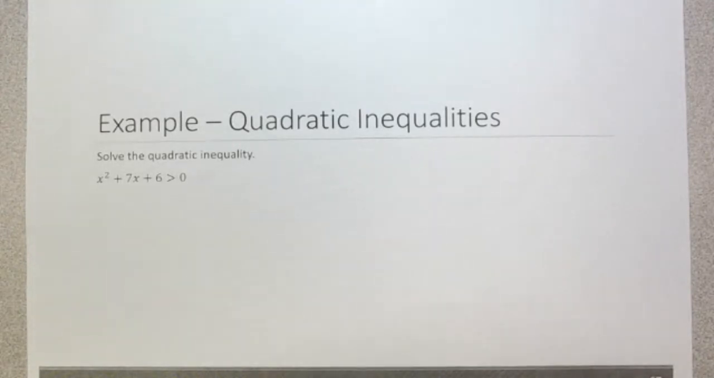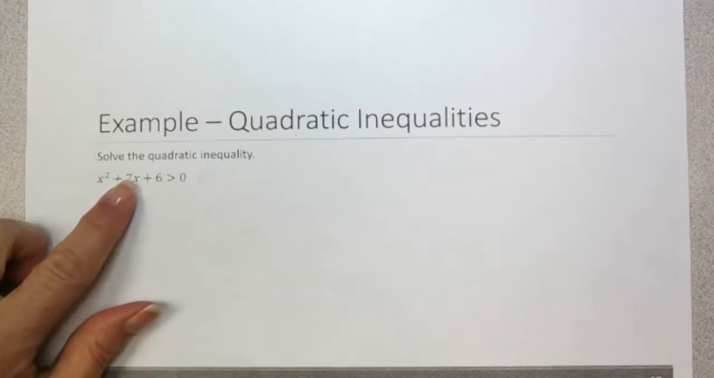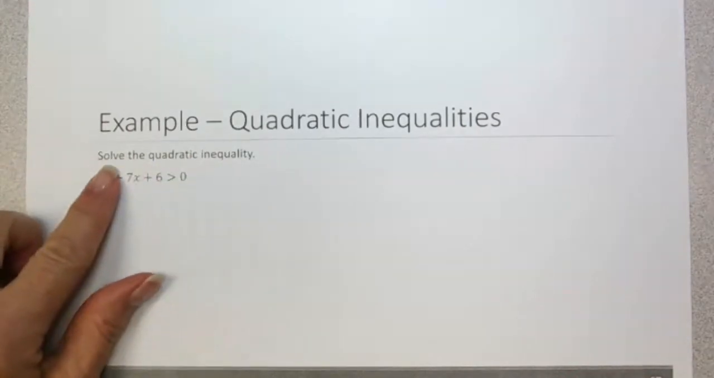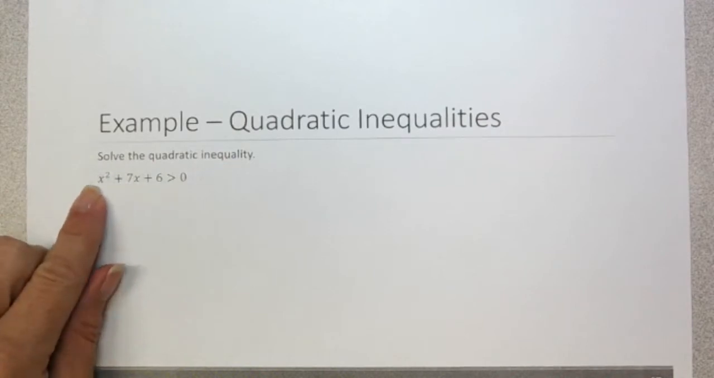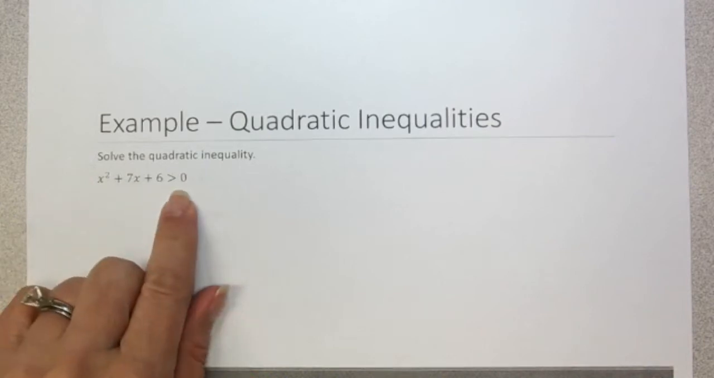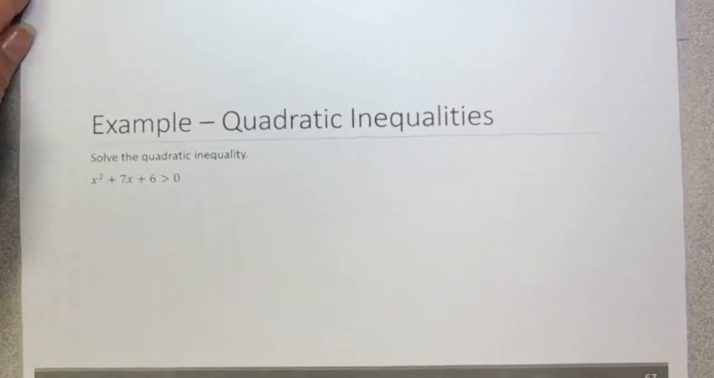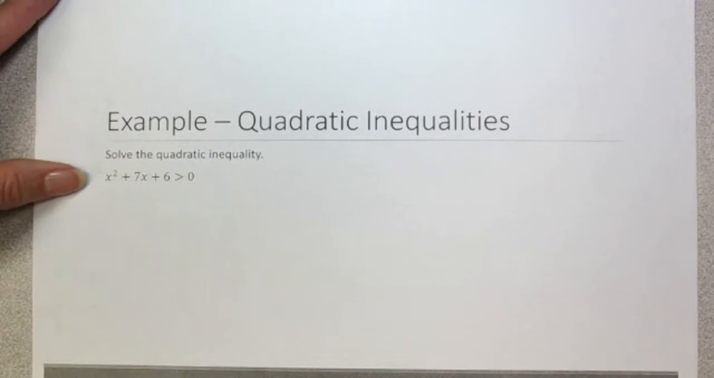Here we have an inequality, x squared plus 7x plus 6 is greater than 0. All right, we want to solve the inequality here. So that's another way of saying that we're looking for the intervals where this quadratic function is positive, where this quadratic function is greater than 0. All right, so if we're going to solve that quadratic inequality, how would we go about doing that?